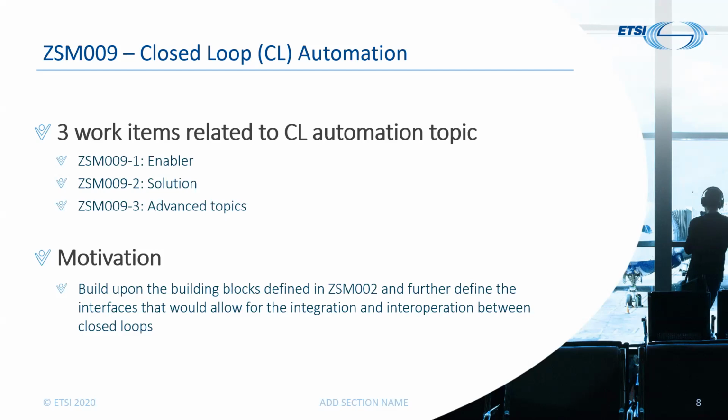ZSM 009-3 is the advanced topic for closed loop. This is a study item, which means it's informative, and it covers the advanced closed loop topics such as cognitive closed loop, adaptive closed loop, and intent-based closed loop. It also covers items that we could not cover in ZSM 009-1 due to timeline constraints.